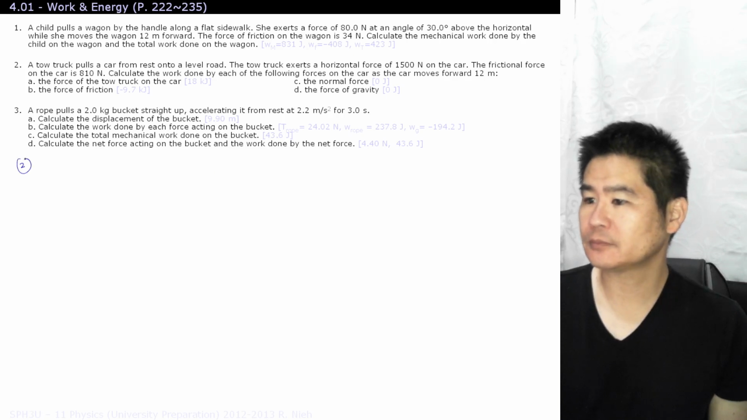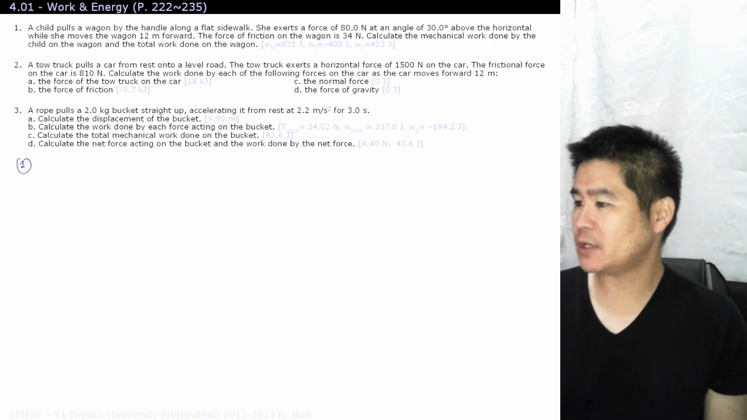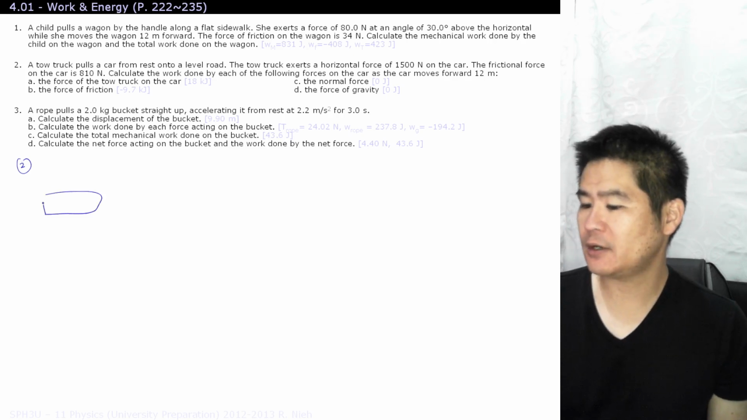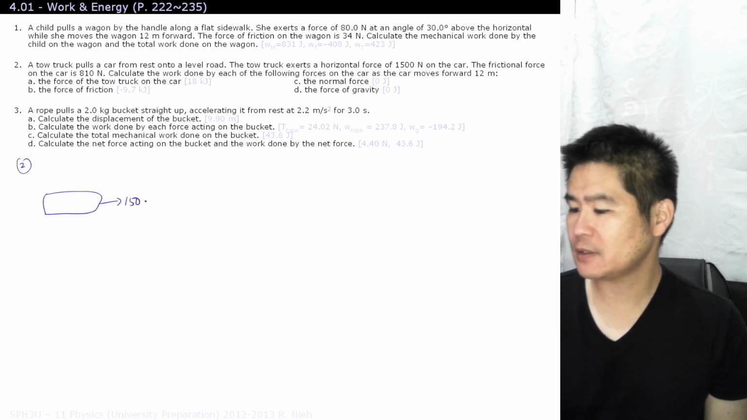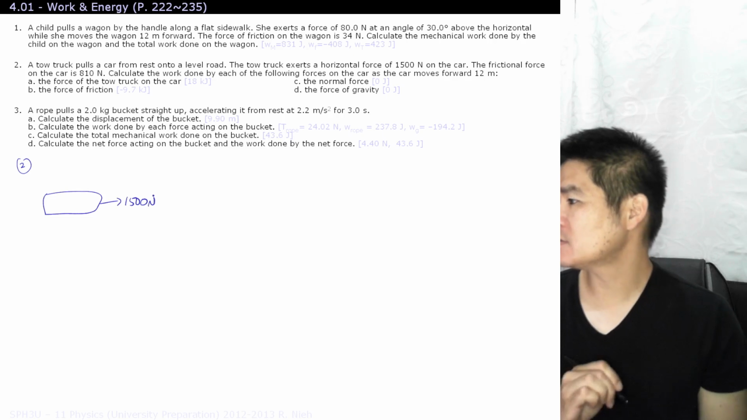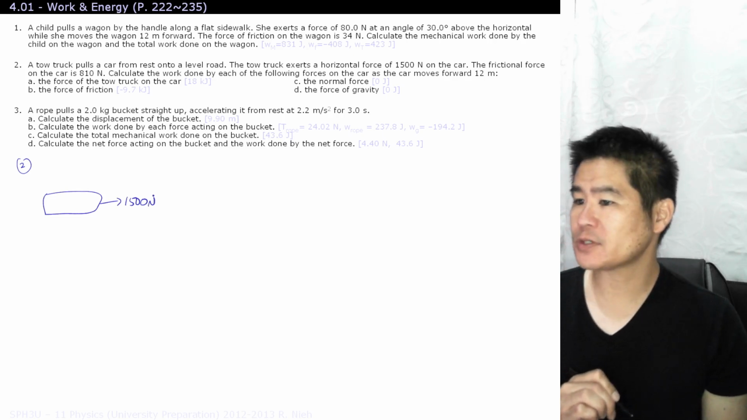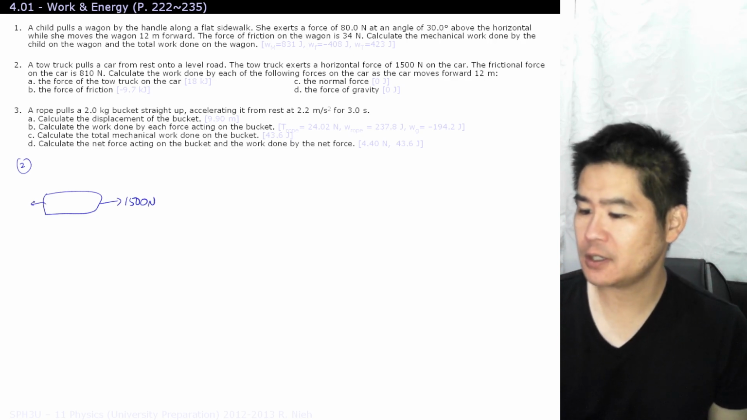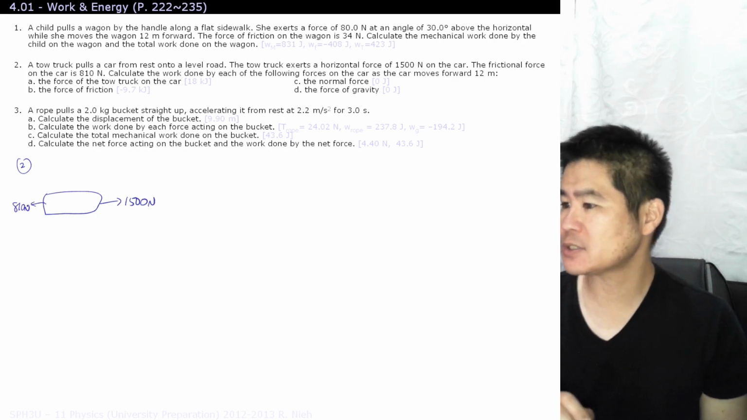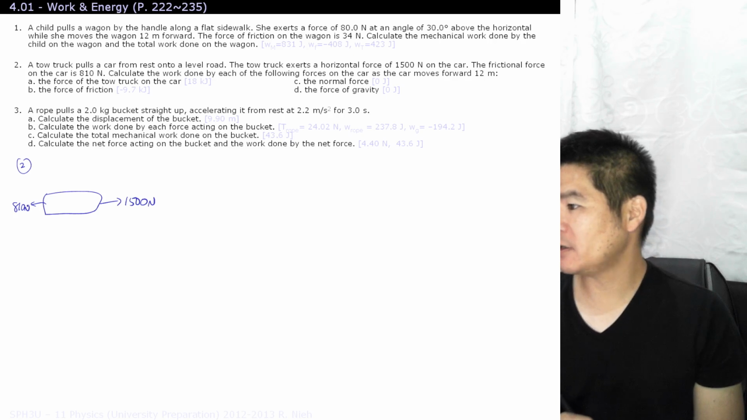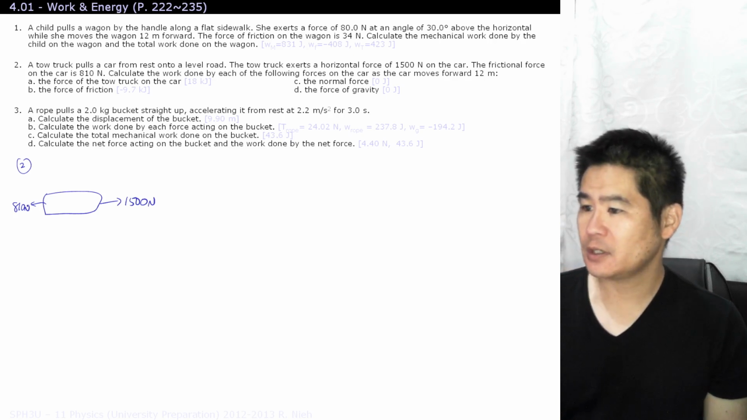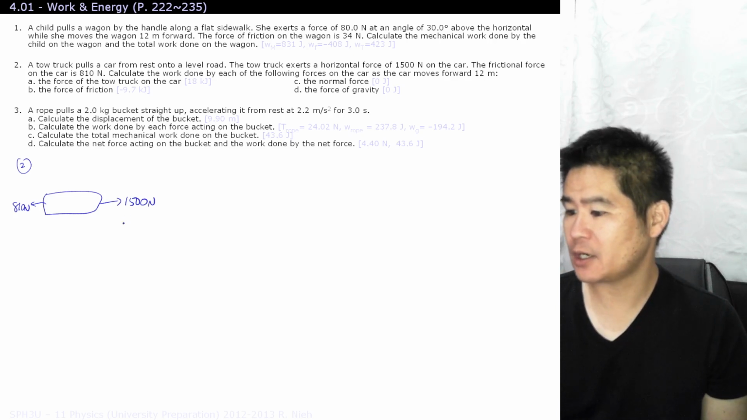Number 2. A tow truck pulls a car from rest on a level road. A tow truck exerts a horizontal force of 1500 newtons and the frictional force on the car is 810 newtons. Calculate the work done by each of the following forces on the car as the car moves 12 meters. The force of the tow truck on the car.